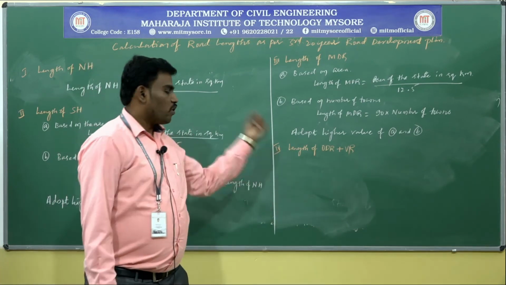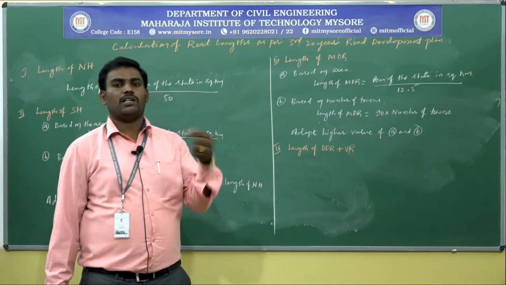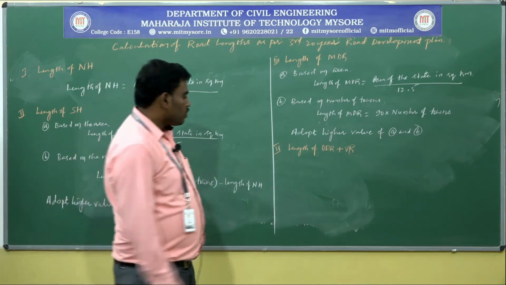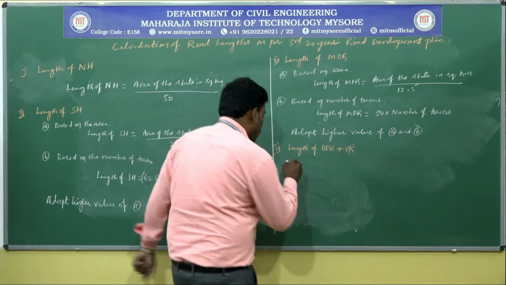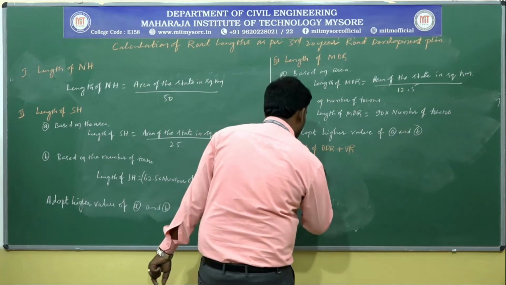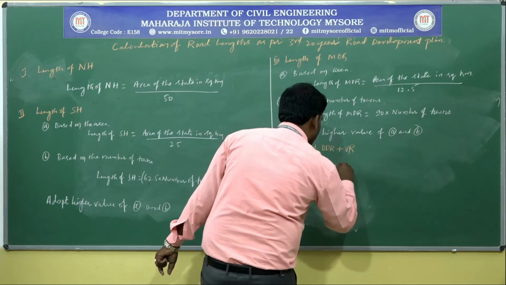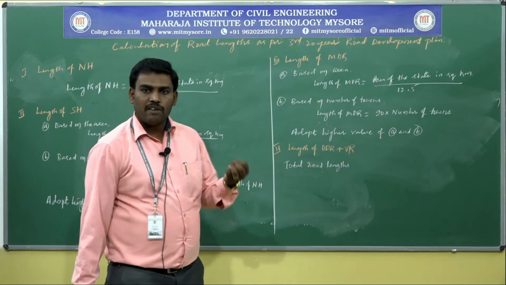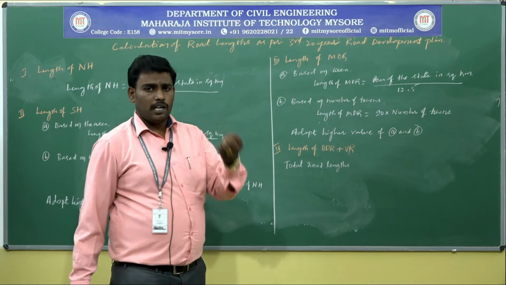So for the fourth step, if not given. But if it is given in the problem about 75 km or 72 km, we have to take the density itself. Is it clear? So length of ODR plus VR. For that, first we have to calculate total road length, including all categories like national highway, state highway, major district roads, other district roads and village road.